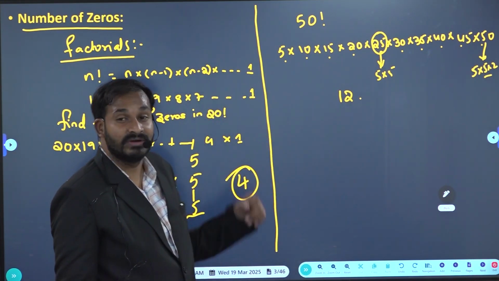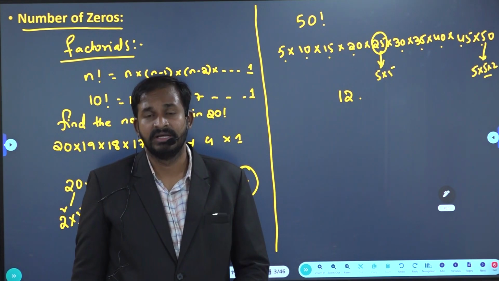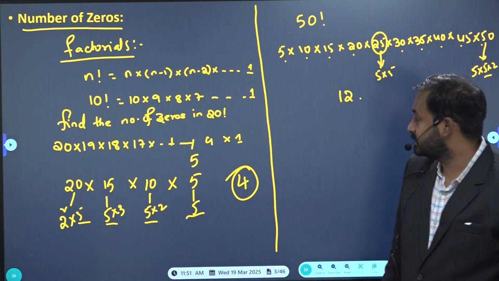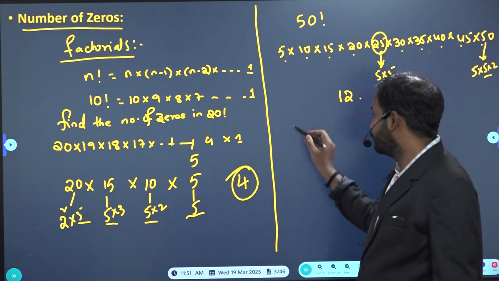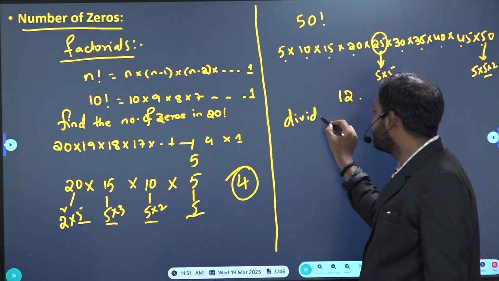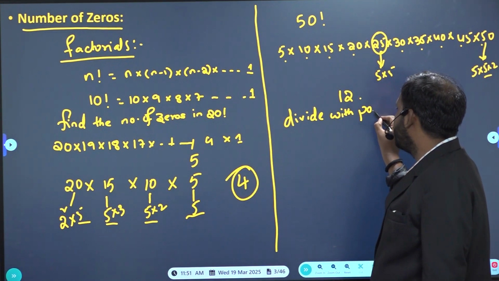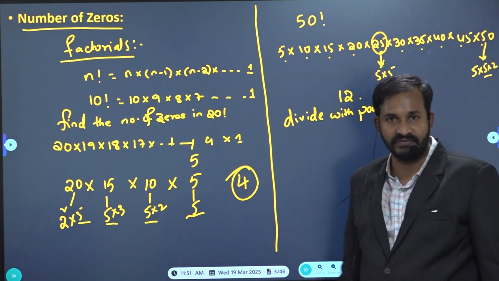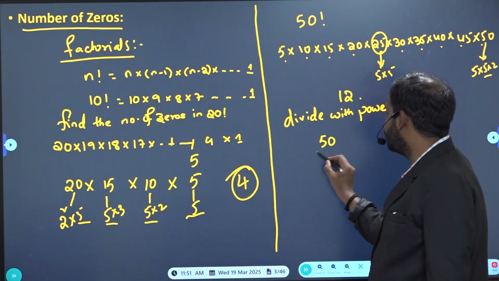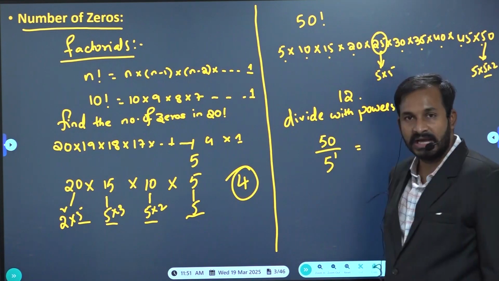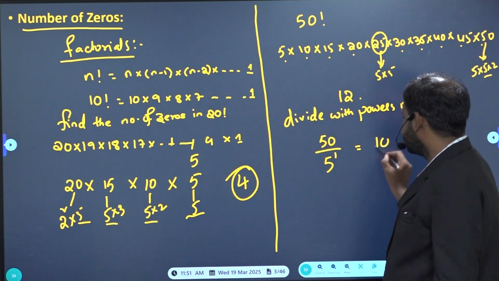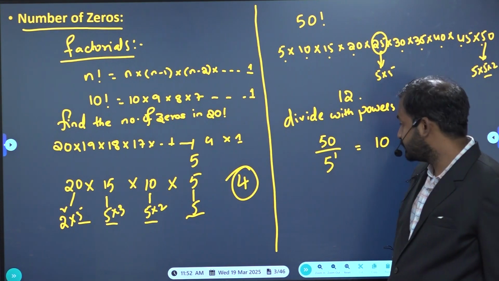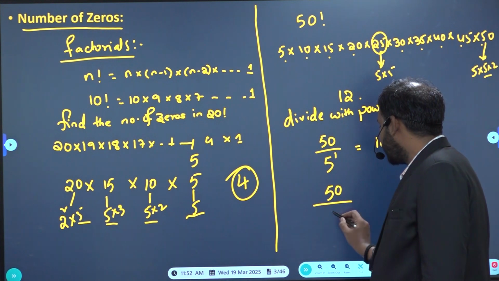Okay, sir. If my question is 165, if my question is 200, then how am I going to solve these questions? To avoid this problem, usually in case of factorials, we will divide with the powers of 5. That means what? Please observe here. If I want to find the number of zeros in 50 factorial, first of all I will divide 50 with 5 power 1. What is the answer I will get here? 10. Next, the same 50 I will divide with 5 square.